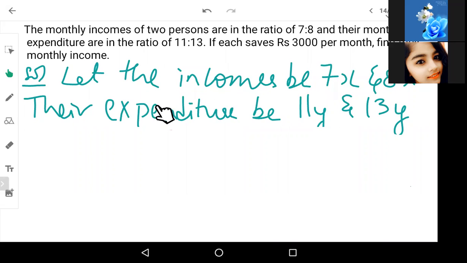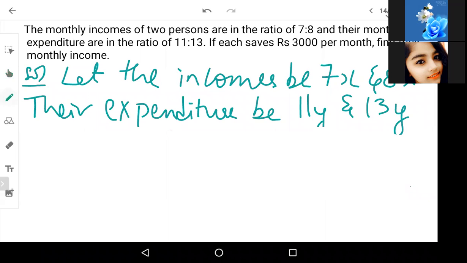Now similarly, when it comes to expenditure, no matter what the number is, it will be in the ratio of 11 is to 13. So this y can be anything. This y can be 1000, 10,000, 1 lakh, 1 crore, anything it can be. But no matter how much the expenditure is, it should be in the ratio of 11 is to 13. So that is why this is multiplied. Clear? So that is the income and expenditure ratio that is given.